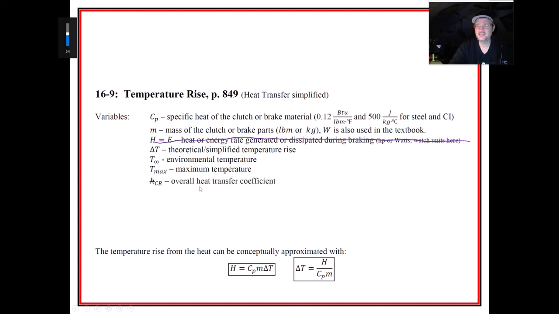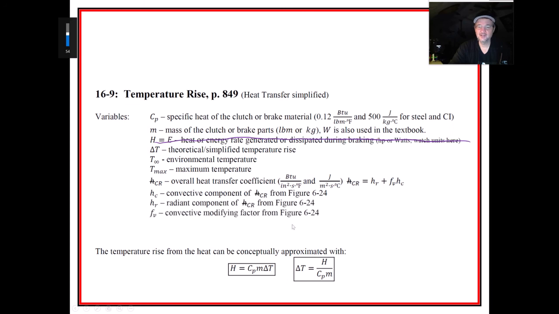Now, this is Shigley's method. They're just breaking down the overall heat transfer coefficient, which I'm assuming that you're familiar with. They're doing it in their own way, where they're breaking it down into radiant and convective. And then they're also putting in a factor inside there, right? And they're doing it from this figure 6-24, which is on the next slide here.